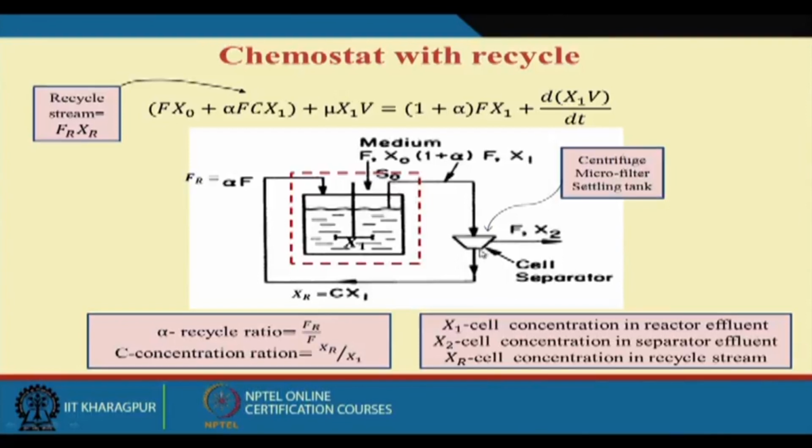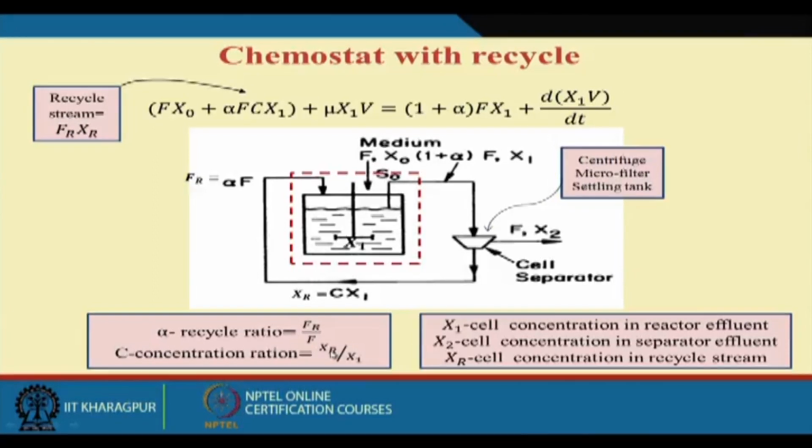How do you separate the cell? The easiest way of cell separation is sedimentation. Another way is by centrifugation. So you will get the concentrated cell, with concentration XR, and X1 is going out here. This is the output cell mass concentration, which we can assume to be C.